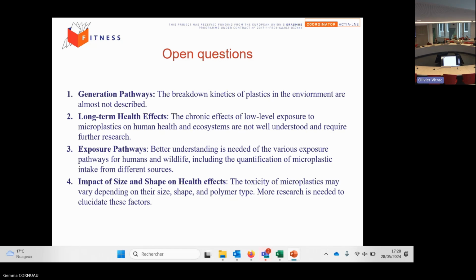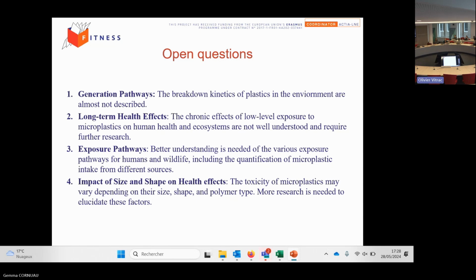The long-term health effects are unknown for the moment. Chronic effects of low-level exposure are not well studied, because it is a young research field. Most of the exposure studies for the moment are on cell lines, and they often use very high doses of microplastics, so we cannot judge for the moment what the long-term low-dose exposures would be.